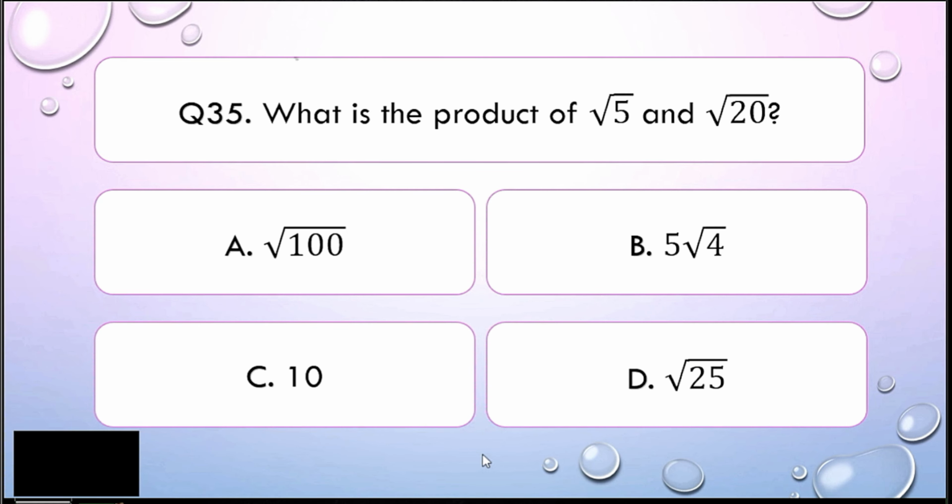What is the product of square root of 5 and square root of 20? Is it A, square root of 100, B, 5 square root of 4, C, 10, or D, square root of 25? I'll give you 5 seconds to think about your answer.